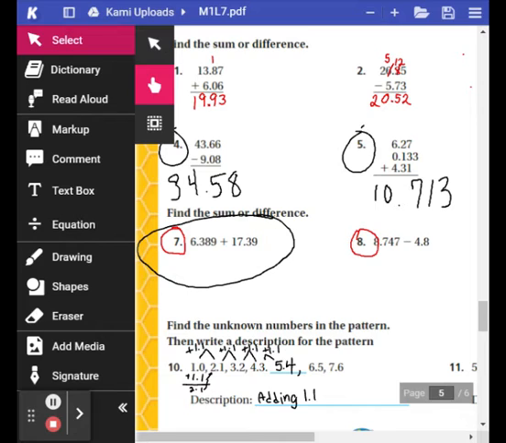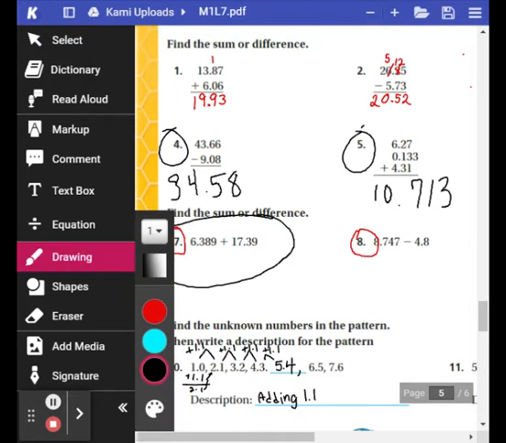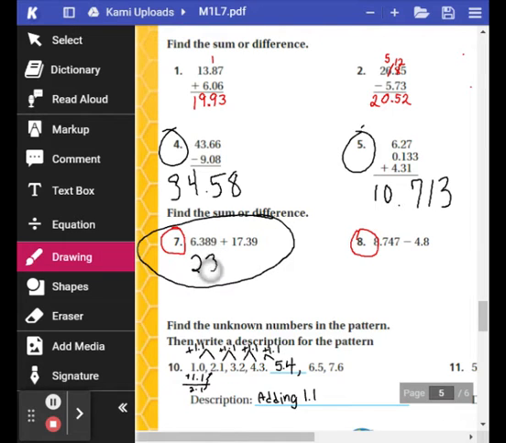So 9 plus 0 equals 9. 8 plus 9 equals 17. I regroup my 1. 3 plus 3 is 6, plus 1 is 7. Bring down my decimal. 6 plus 7 equals 13. Regroup my 1. 1 plus 1 is 2. So my answer is 23 and 779 thousandths. All right. And anytime you need to, pause it, rewind it so that you can go at a slower pace.